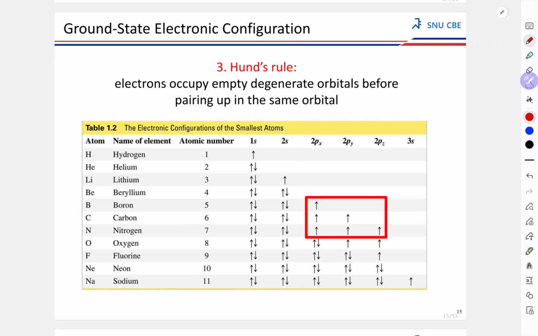Okay? The same will apply to nitrogen. So instead of pairing up here or there, the third electron in the 2p orbital will occupy here to maximize the unpaired electrons. That's Hund's rule. You all know about this.